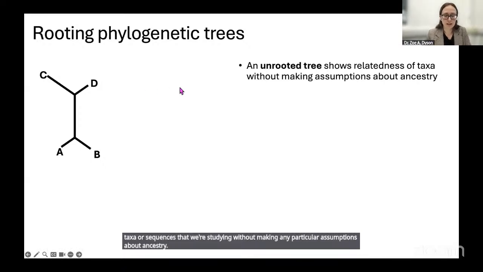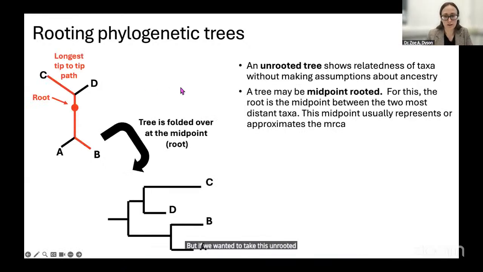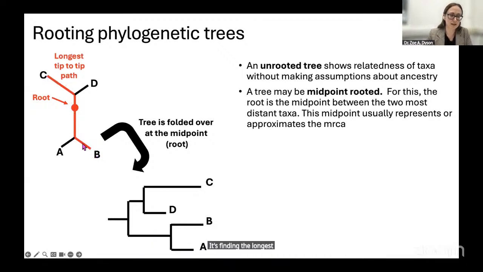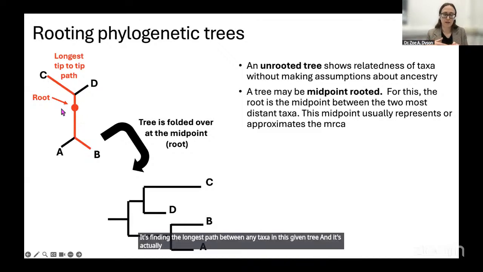But if we wanted to take this unrooted tree and root it, we could do so using a midpoint method. So when you select this option in the software, what it's really doing is it's looking at your unrooted tree, it's finding the longest path between any taxa in this given tree, and it's actually going to fold the tree in half, halfway along that particular path through the tree to give you a midpoint root that usually represents the most recent common ancestor in the particular tree.